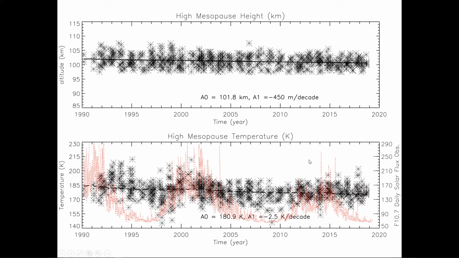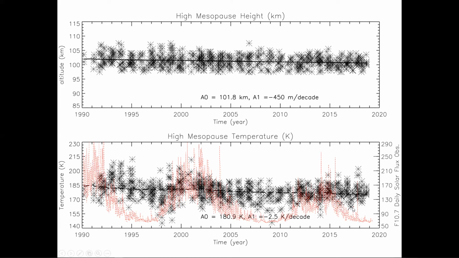For the high mesopause temperature trend, it still has an overall cooling trend of 2.5 Kelvin per decade, and it has some positive response to solar activity. The red dashed line represents the solar daily F10.7 radiation.